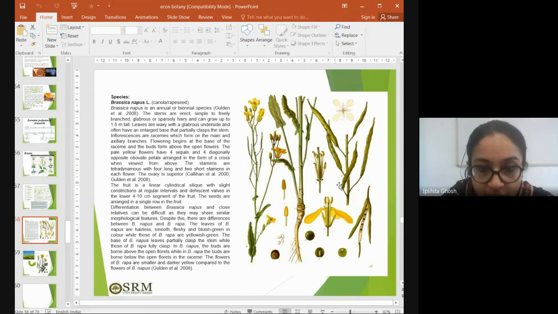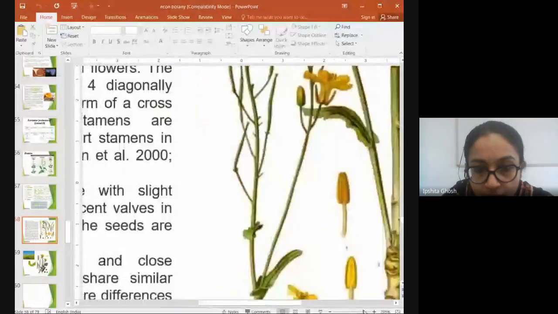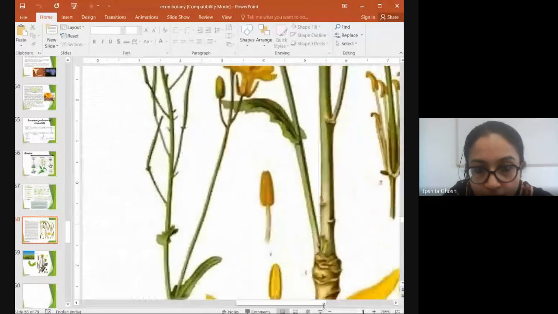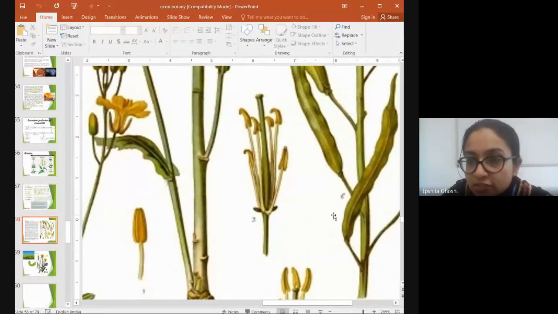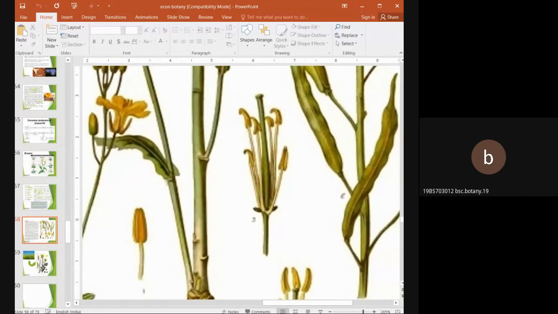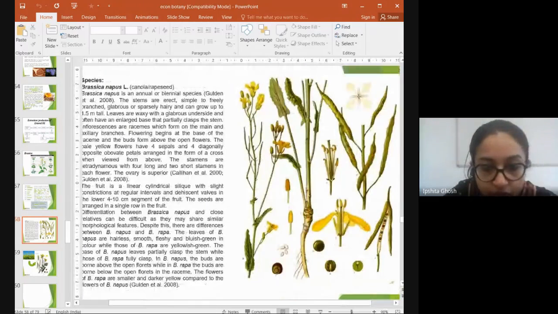Okay. Can you see the picture, or should I zoom it? Can you see this? Can you see there are 6 stamens? 4 of them are larger and 2 of them are shorter. Yes, ma'am. Okay. So that way you can remember the characters of this plant.